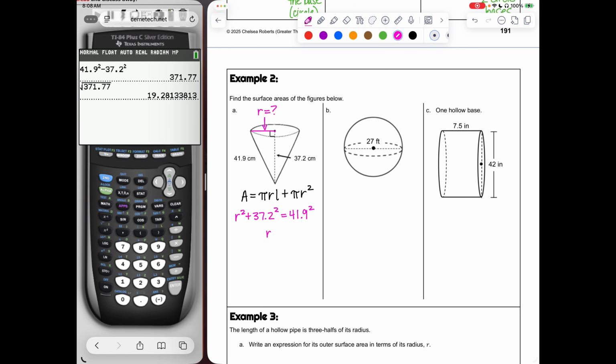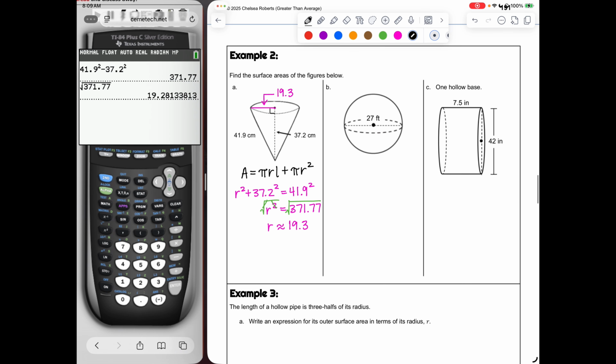19.28. So here I will know that r squared was equal to 371.77. And then we take the square root, and we get that r is approximately 19.3 if we write it in 3 sig fig. All right, so now that we have our r, I'm going to write that in. So that is 19.3. All right, so now we can use our formula.